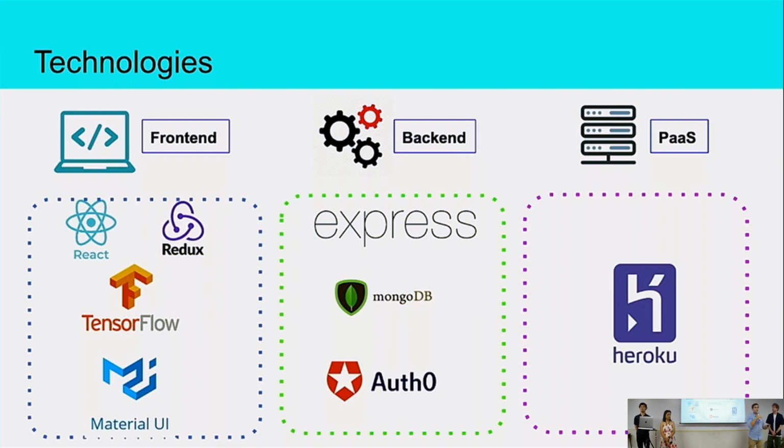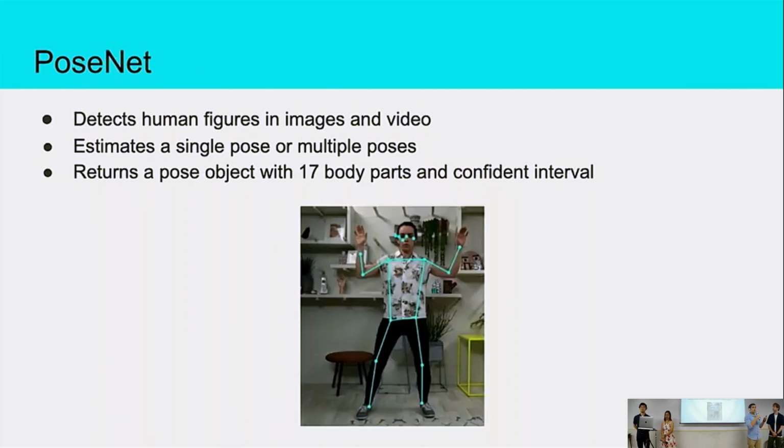Our star technology is a pose estimation library from TensorFlow, which I'm going to talk a little bit about. So what is pose estimation? It refers to computer vision techniques to detect human figures in images or videos. Just to be clear, it does not recognize who is in the picture. The algorithms simply estimate where key body parts are.